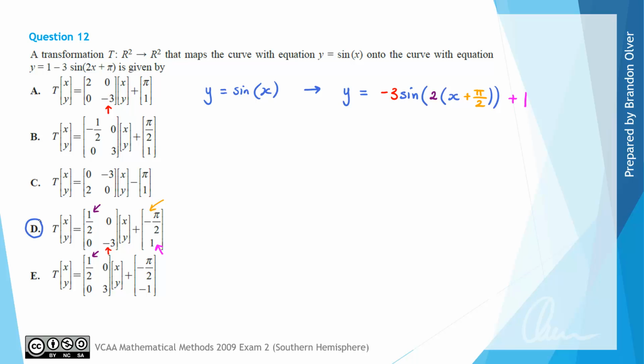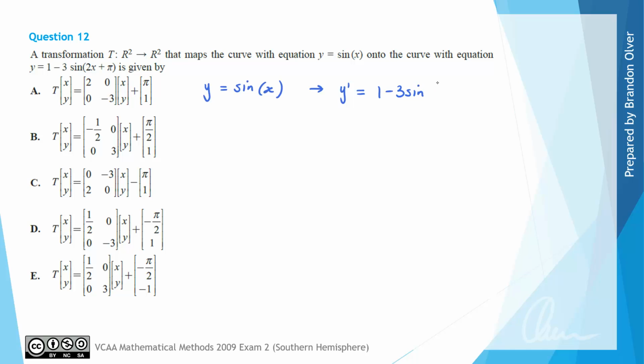Now I'm going to do this question, but using a different method. So I'll just bring up a blank version of the question. And now we're going to use mapping, or perhaps what I might call reverse mapping, to do this problem. So we're going to set up in a similar way. We're going to say y equals sine of x has mapped to, but this time I'm going to put dashes on the x and y terms. So it's going to be y dash equals 1 subtract 3 sine of 2x dash plus pi.